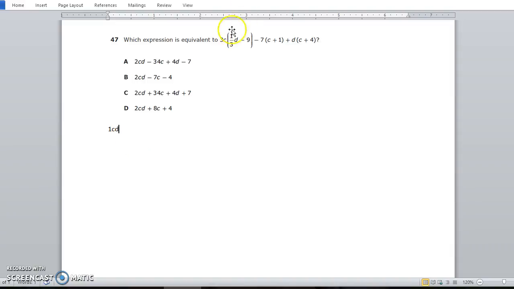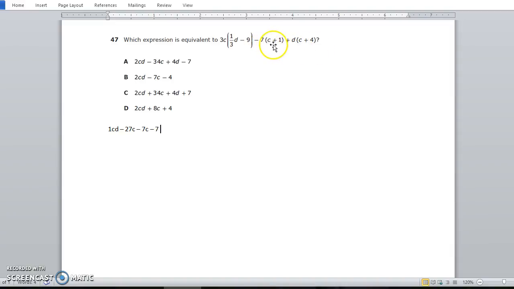Alright. And then 3c times a negative 9. Positive 3 times a negative 9 gives me a minus 27. Bring in the c. So my first group is done. Second group, negative 7 times c. So negative 7c. Negative 7 times a positive 1. A negative times a positive gives me a negative 7.